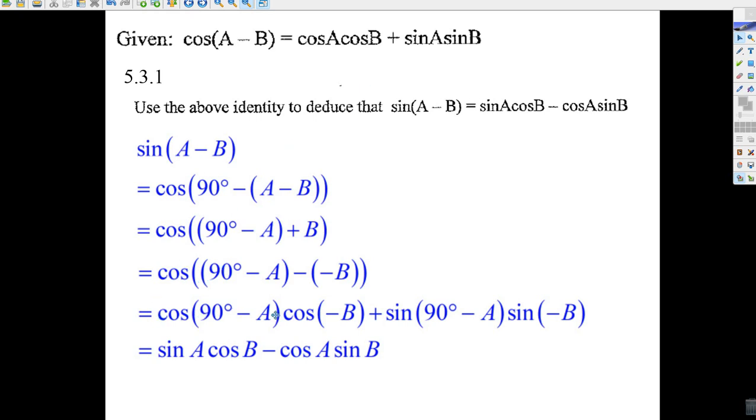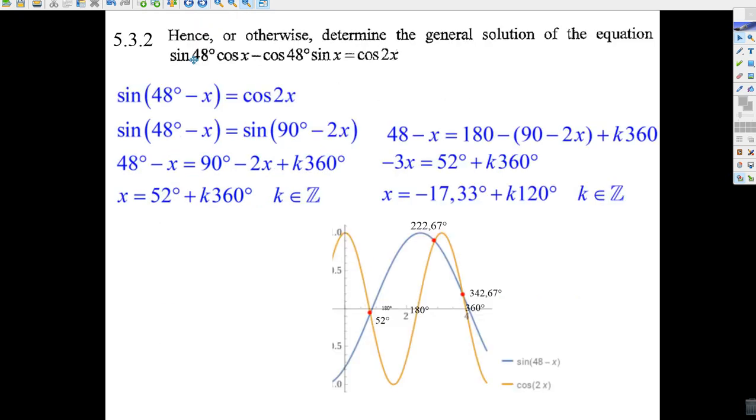It's the cos of 90 minus a, the cos of minus b, plus the sine of 90 minus a times the sine of minus b. But the cos of minus b is just positive, so it's sine a cos b. And the sine of 90 minus a is just cos a, but look at this, the sine of minus b is minus sine b, and that turns that plus into a minus. So gee, it worked out. Maybe there's an easier way to do it, but I think that's one way to do it.